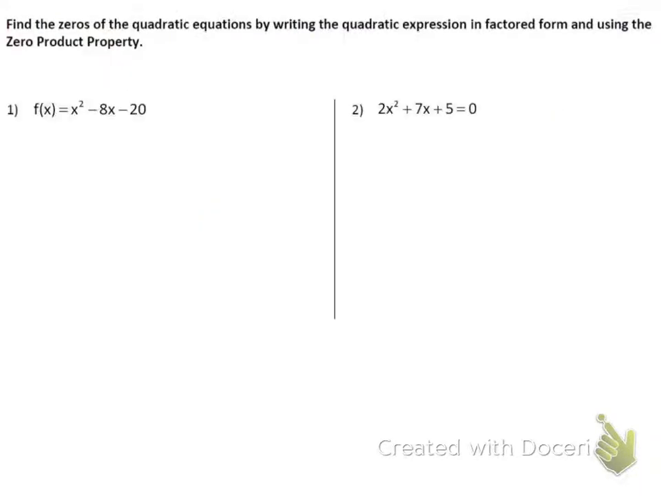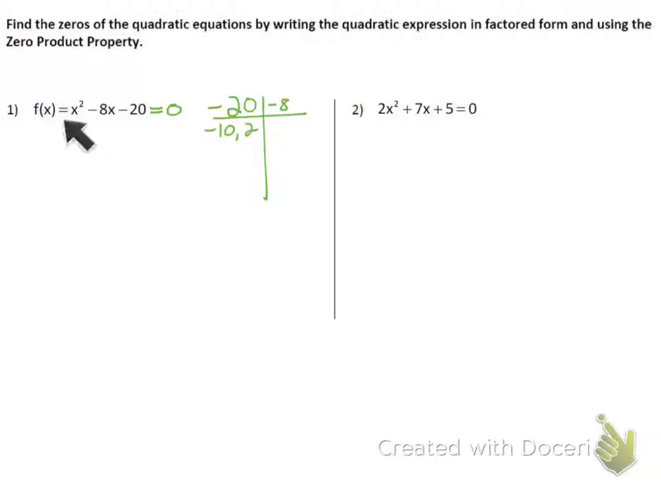Two more examples here. Let's look at problem number 1 first. The first thing we need to do is set this equation equal to 0. This one I did a little bit neater. Instead of crossing off the f of x, I actually set it equal to 0. I went ahead and made my t-chart. I need two numbers that multiply to negative 20 and add to negative 8. Those two numbers are negative 10 and 2.